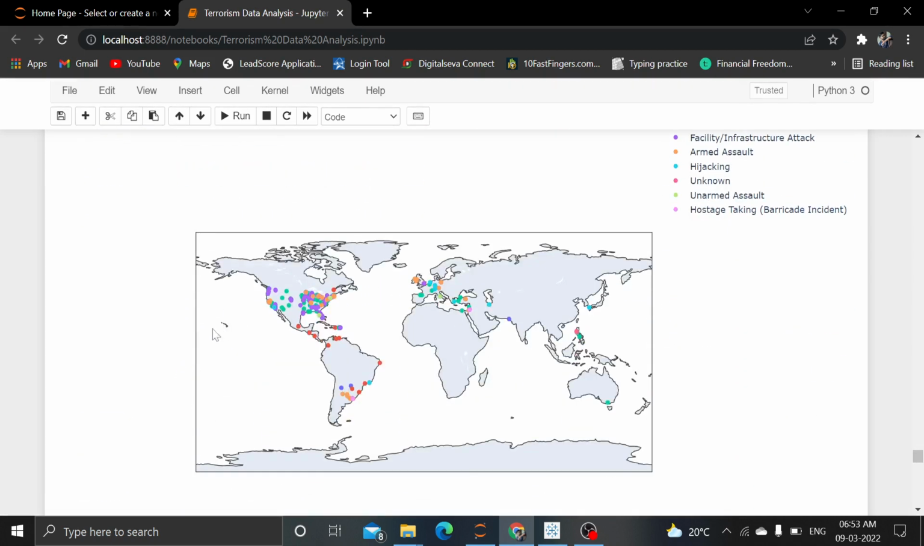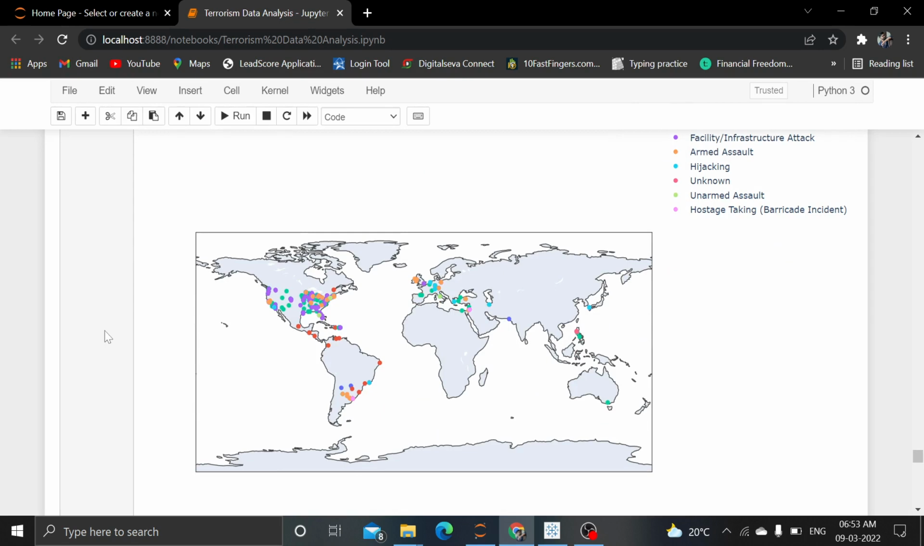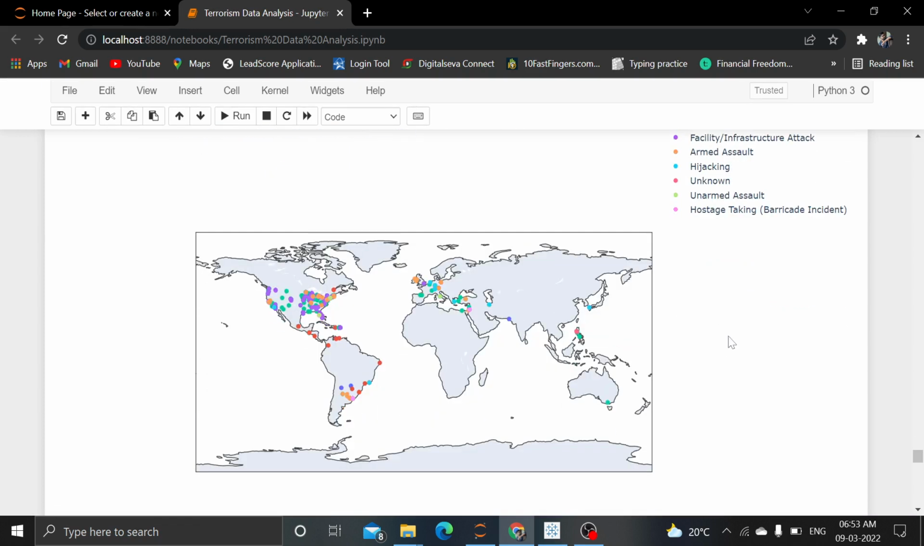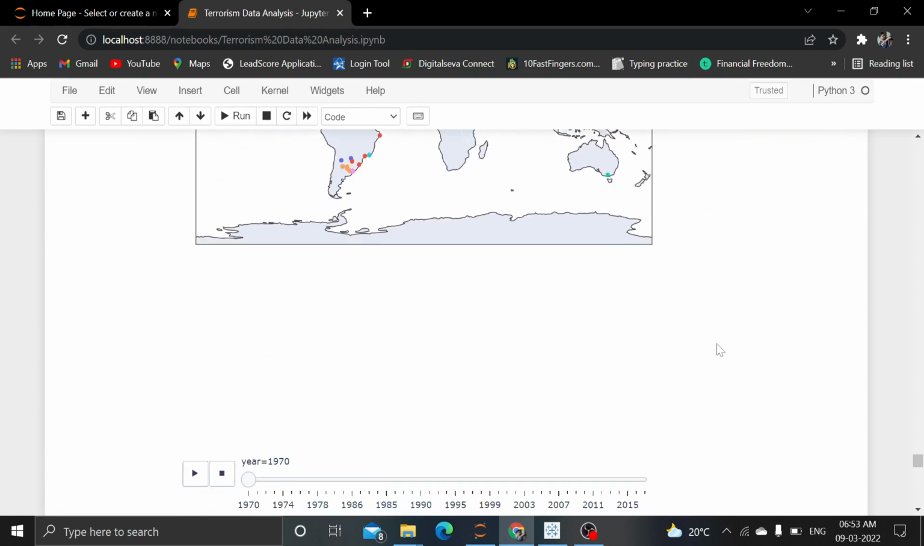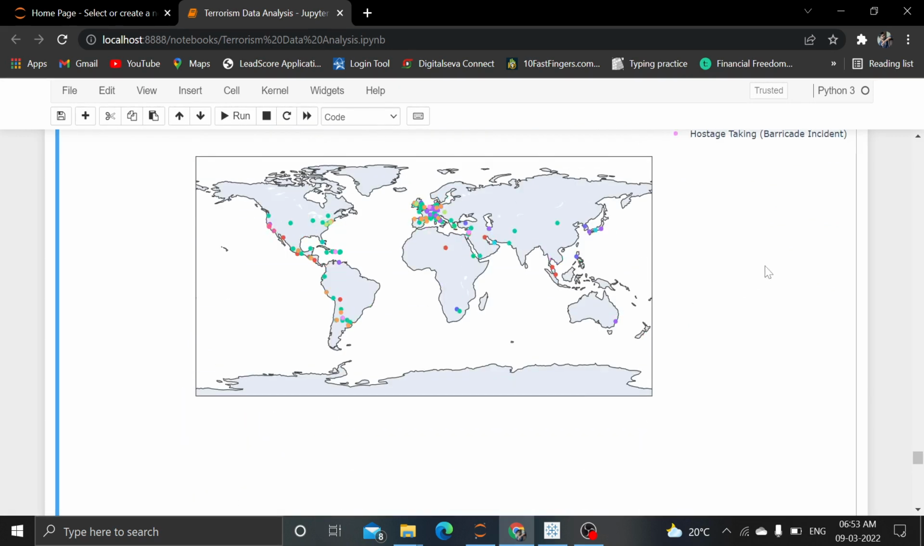Now another visualization tells us about how terrorism attack type trends by country. Which kind of attack type is used in terrorism by each country? You can see attack types here: assassination, hostage taking, bombing, explosion, hijacking. Okay, so we can play it and see. Play button.